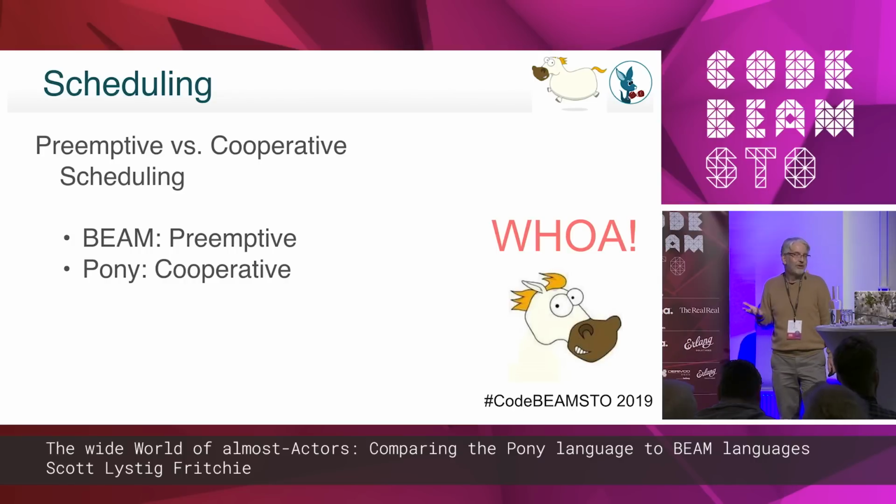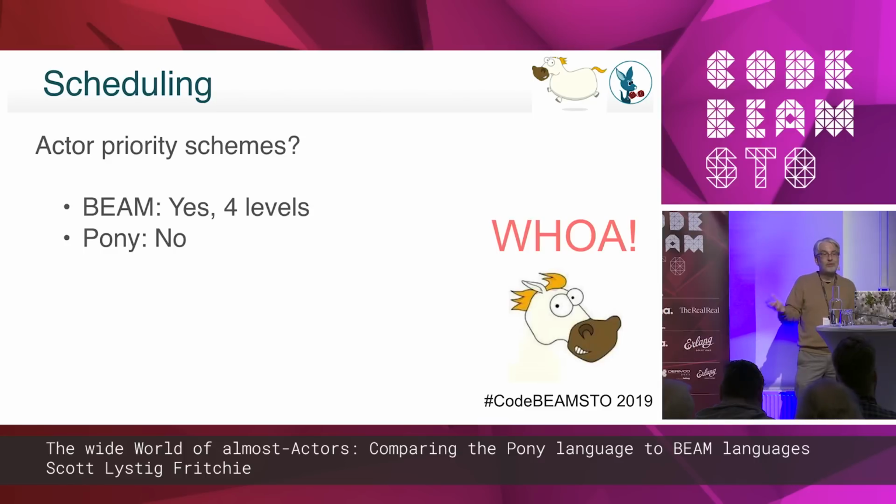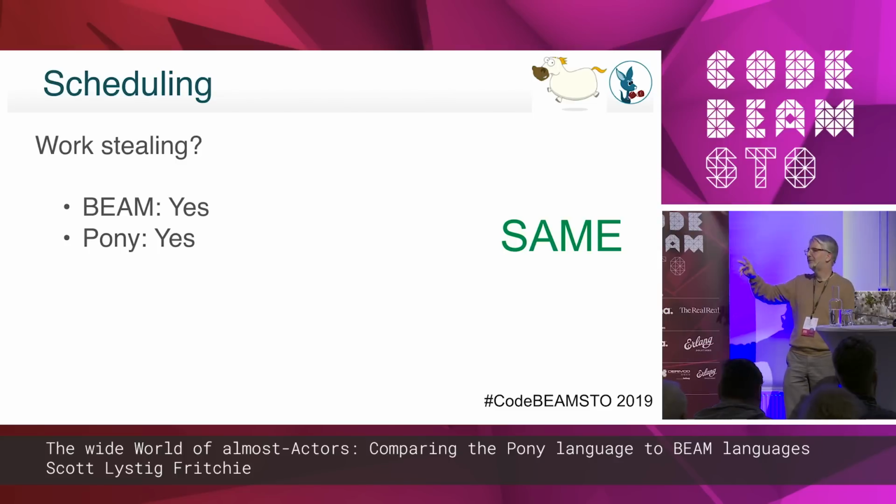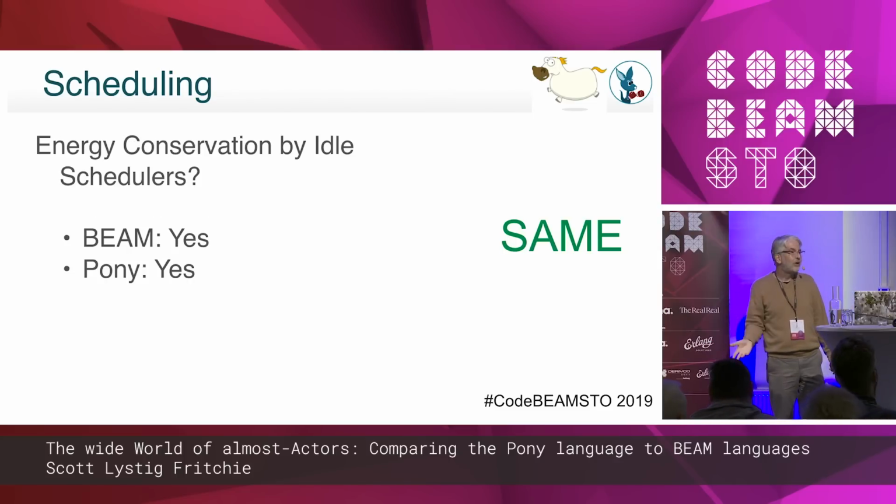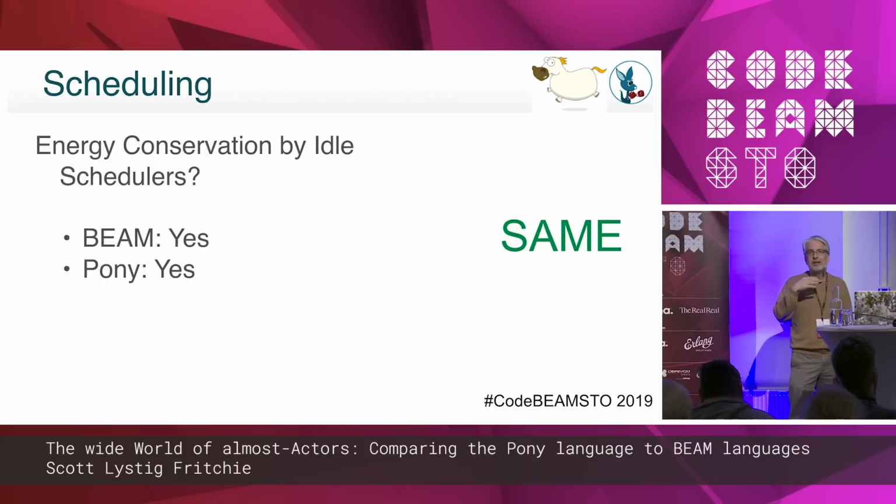Are there priority schemes for scheduling? And Beam, of course, has the notion of the maximum, high, normal, and low priority schemes. Pony, you don't have that. Is there work stealing? I mentioned that. Yep, in both cases. Can schedulers go to sleep if there's no work to be done? After a certain amount of time, you do work stealing and you find out there's no work to be done. In both cases, the schedulers will shut down and conserve energy.